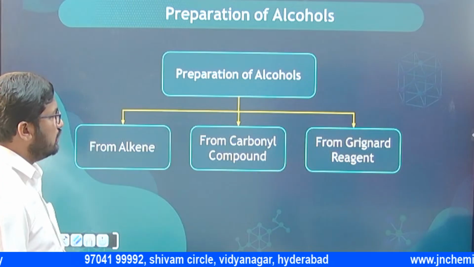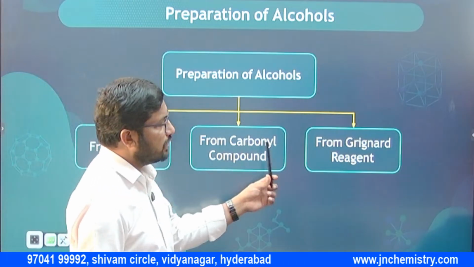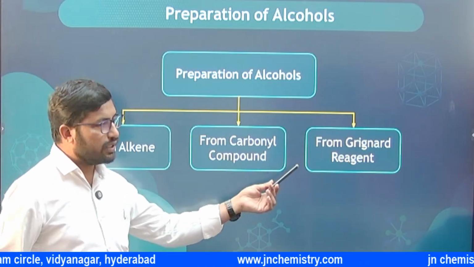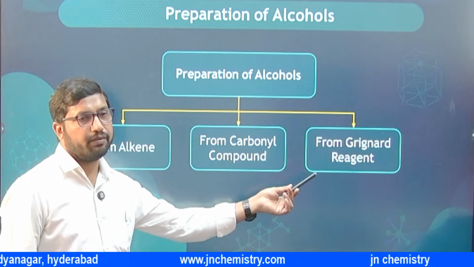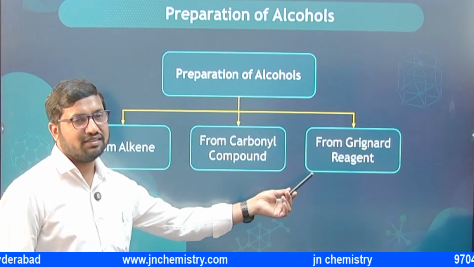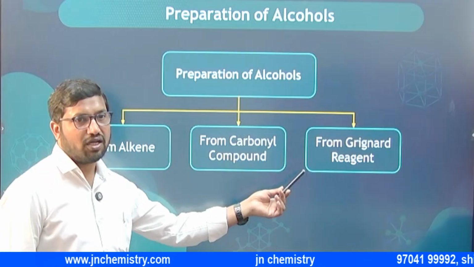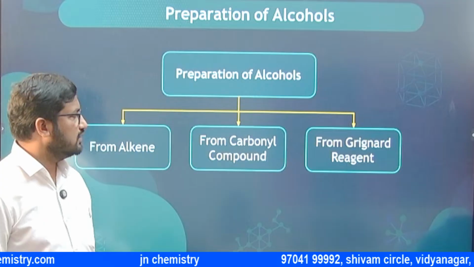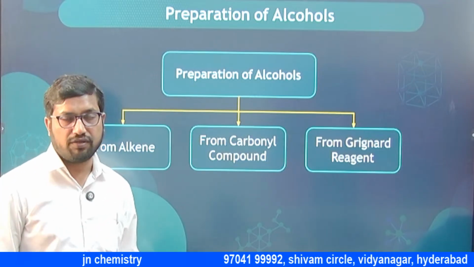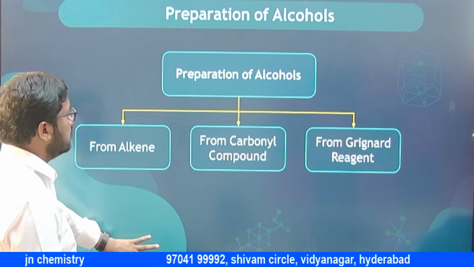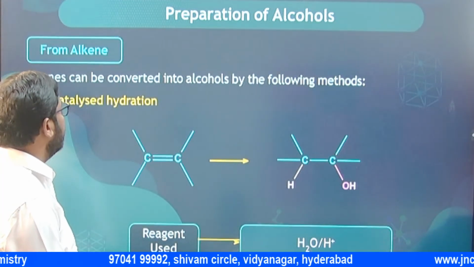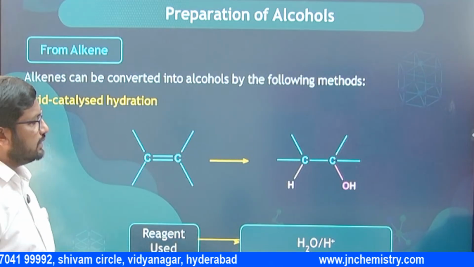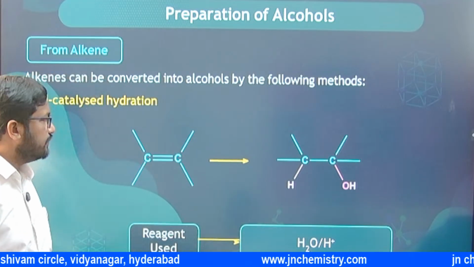Next, preparation of alcohols from alkenes, from carbonyl compounds, from Grignard reagent. Right? So Grignard reagent is important. Already you know Grignard reagent. How can we prepare alcohol? From alkenes, addition of water, electrophilic addition reactions. Acid catalyzed hydration, water in presence of H plus, alkenes. Write it down.